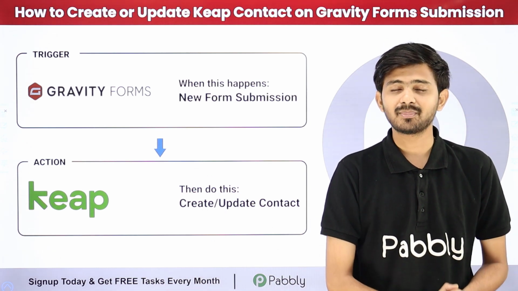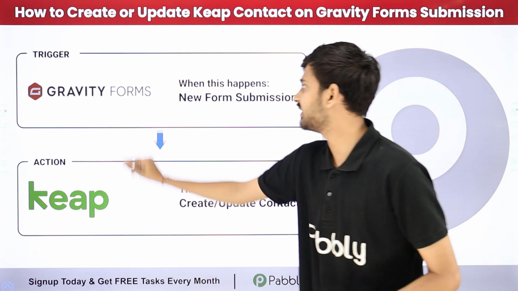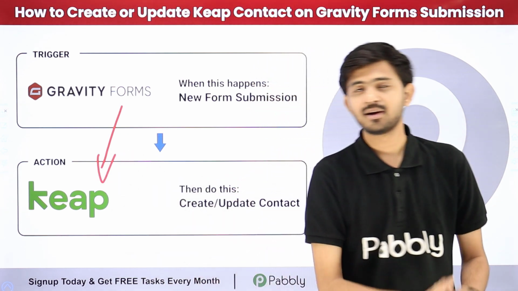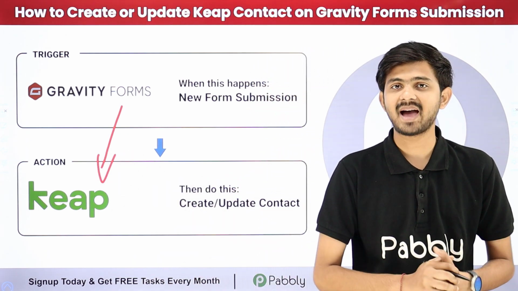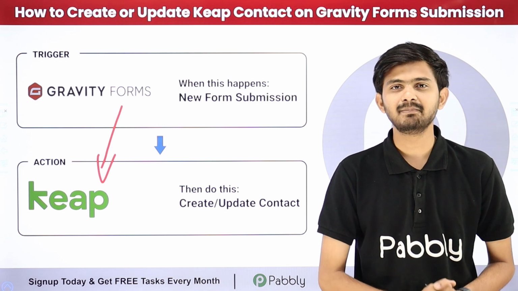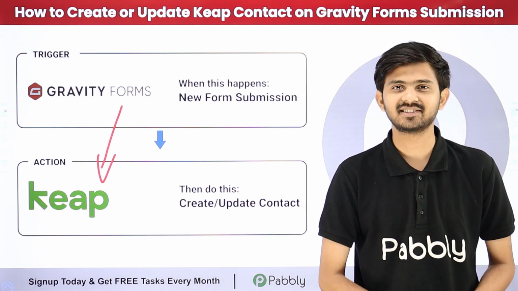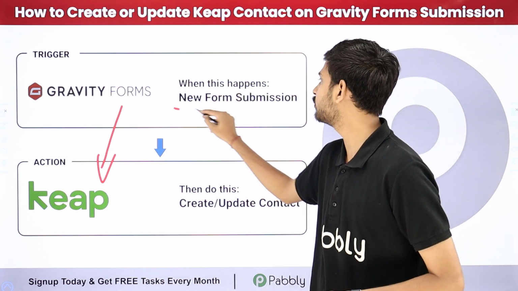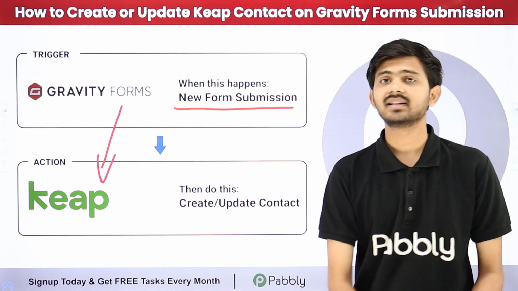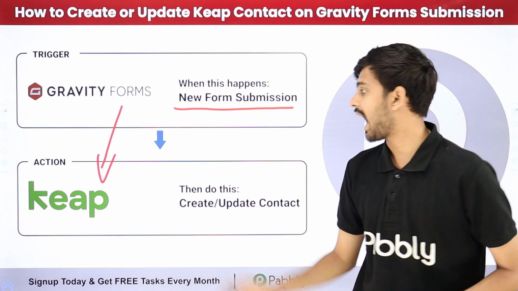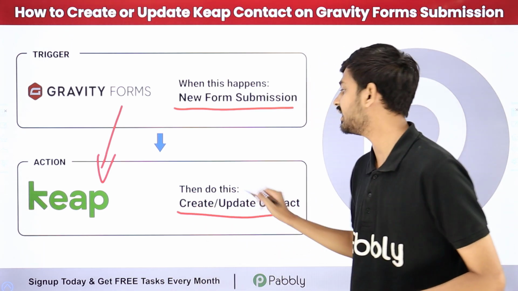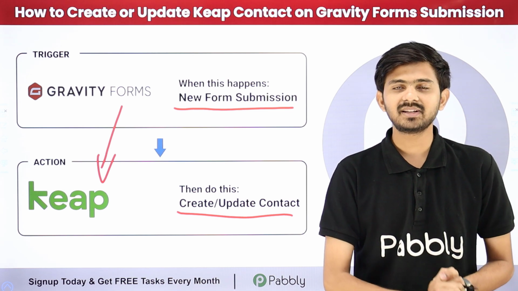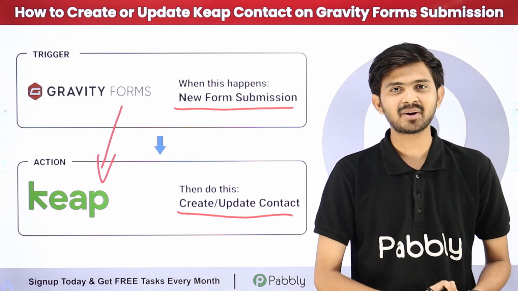So for doing this automatically, I need to build a connection between Gravity Forms and Keap. For building this connection, I'm going to use Pabbly Connect. Pabbly Connect is an amazing software for automation and integration. Now with Pabbly Connect, whenever I receive new lead details through a new form submission in Gravity Forms, automatically by using those details, I will create or update a contact in Keap. So how am I going to build this connection?